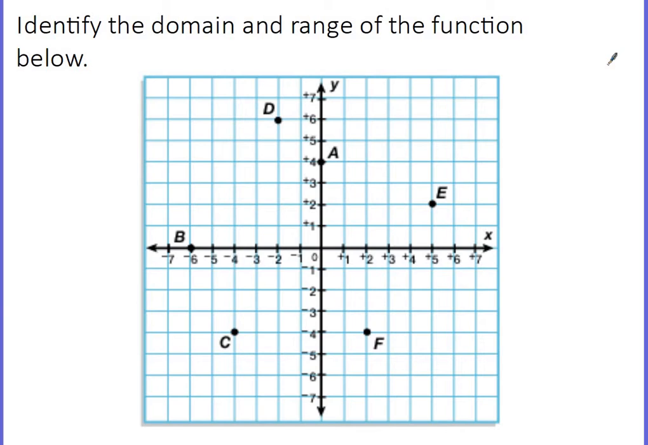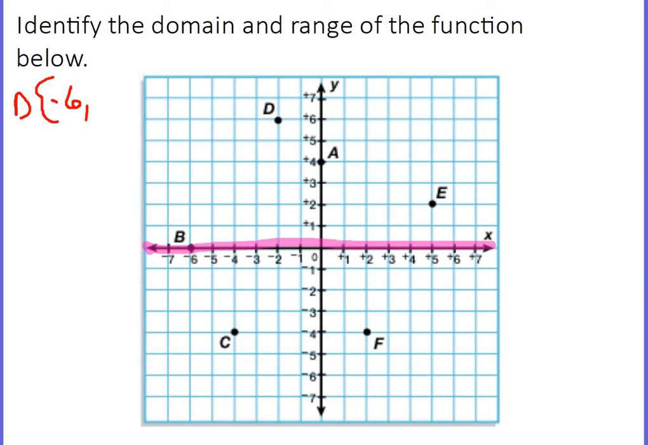This one, we're going to identify the domain and range of this function, and we're going to use the highlighter a little bit, see how we can do this. The first thing I'm going to do is highlight my X axis. So I'm looking for my domain values of each of these points. I'm going to start from the left and move to the right. So I'm going to start with B. B is on -6, so that means my domain is going to start with -6.